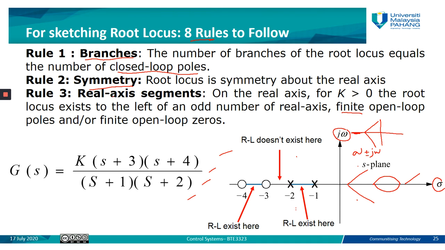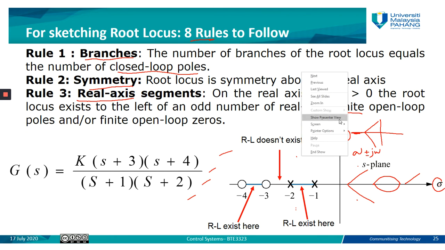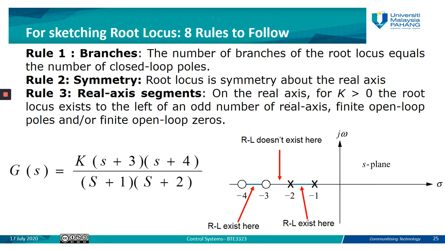The third rule is the real axis segments. When we say real axis segment, we are talking specifically about the real axis. Real axis means the x-axis or the sigma axis. We are not talking about the segment related to j omega. No, we are talking about this segment on this part, the real axis. So here we need to understand how we can know the real axis segments of the root locus.